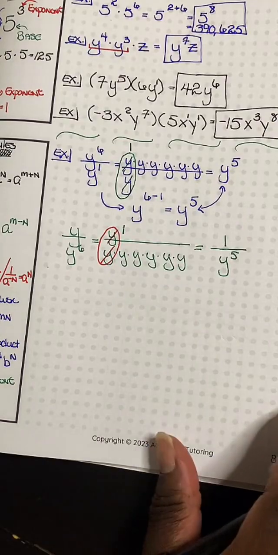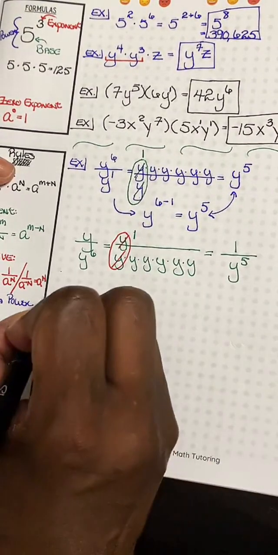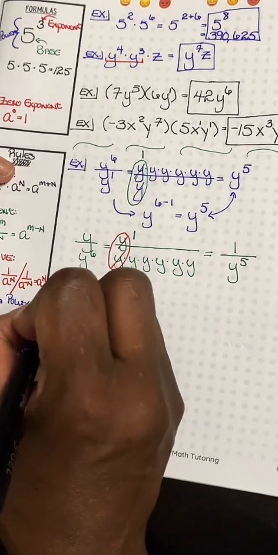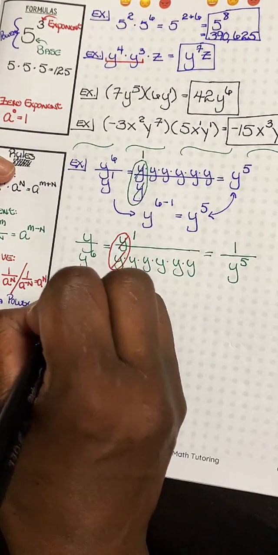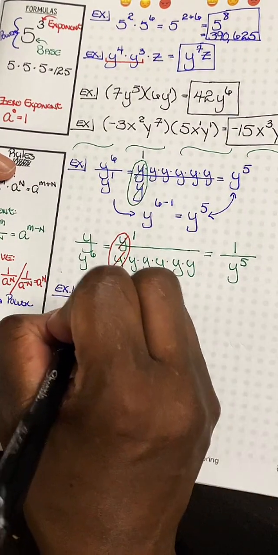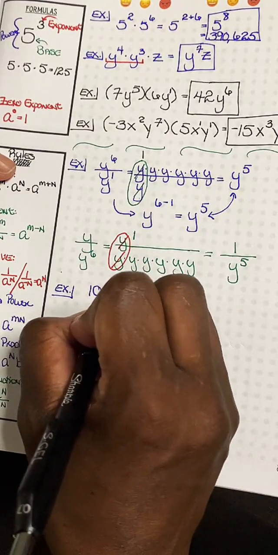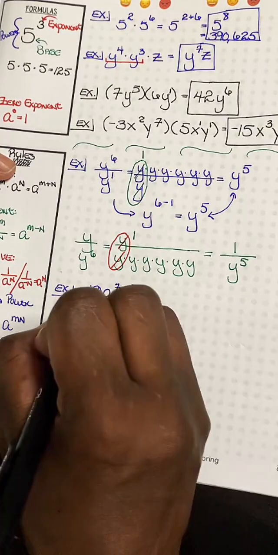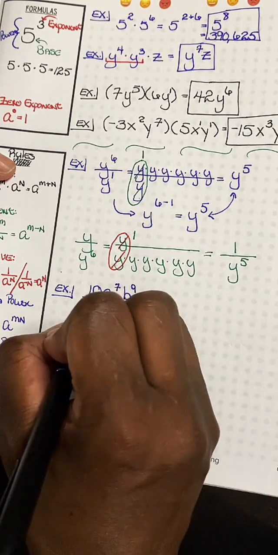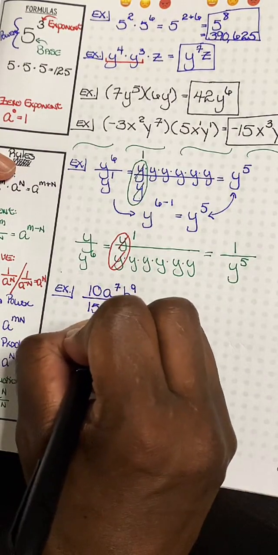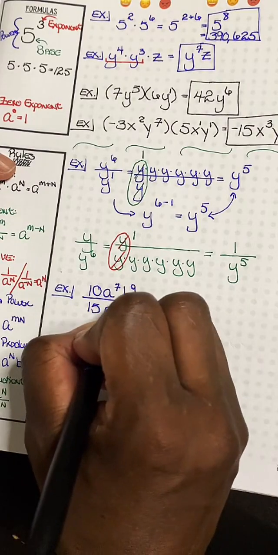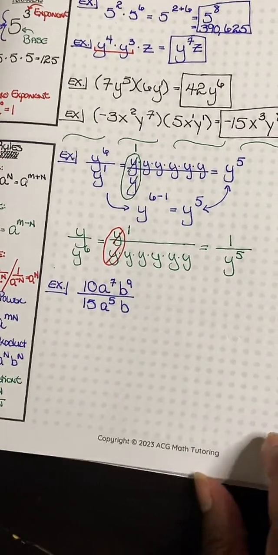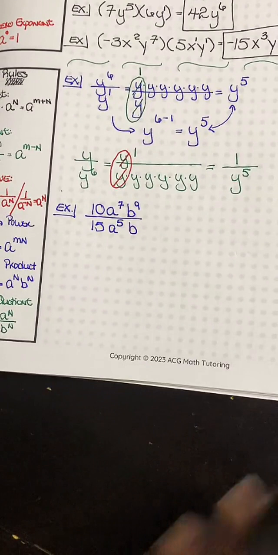Here we go. All right, so the next one. Let's see. I'm actually going to keep it with this. I'll switch it back to my blue so we get it. So we have 10a to the 7th b to the 9th over 15a to the 5th b. Let me raise that up.